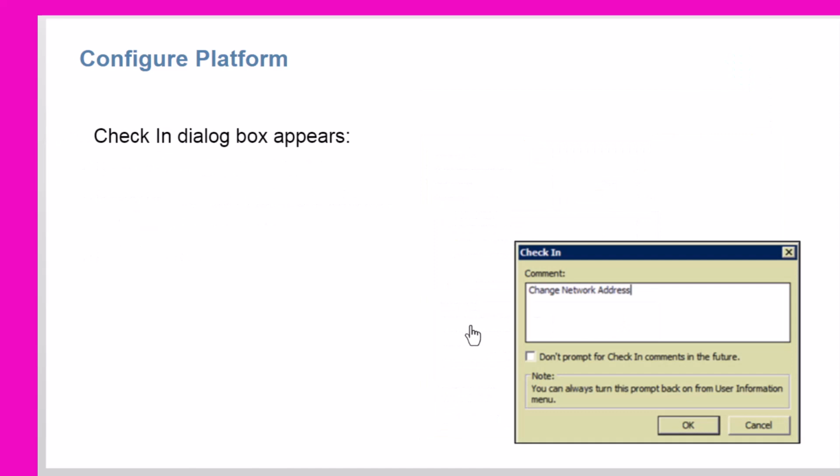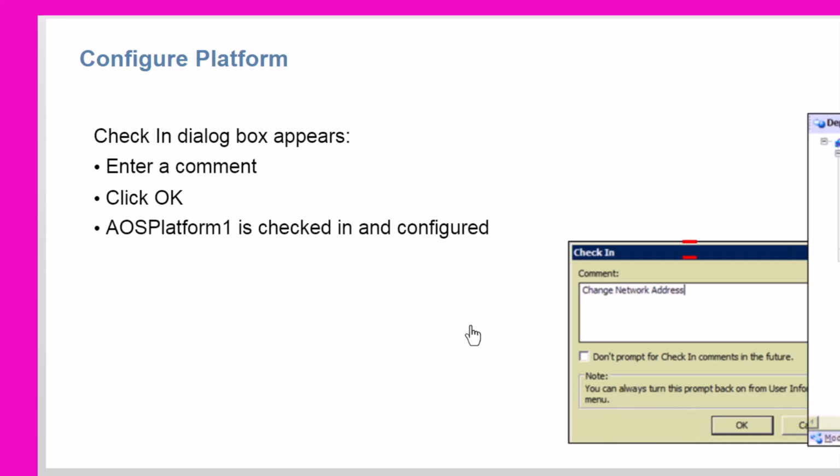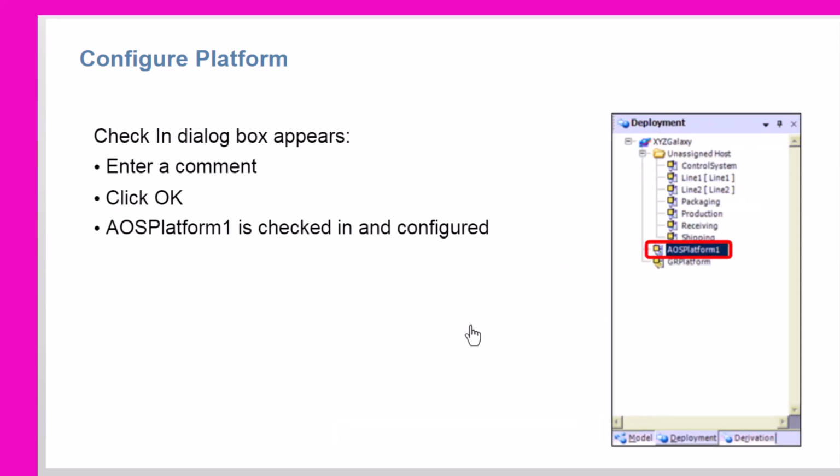The check-in dialog box appears. Enter a comment in the field. For example, change network address. Click the OK button. The red checkmark and the red X for the AOS Platform 1 no longer appears because the platform is checked in and now configured.